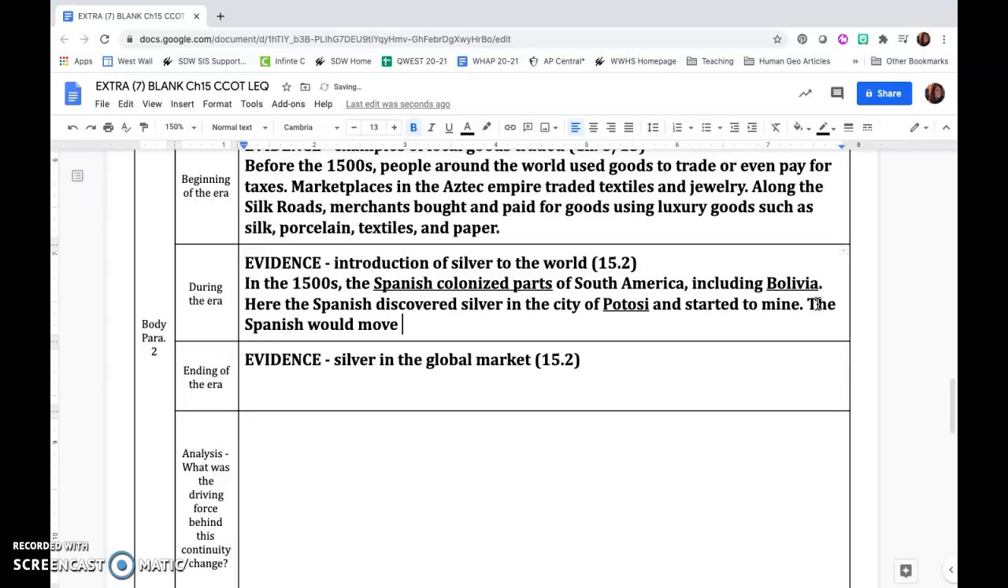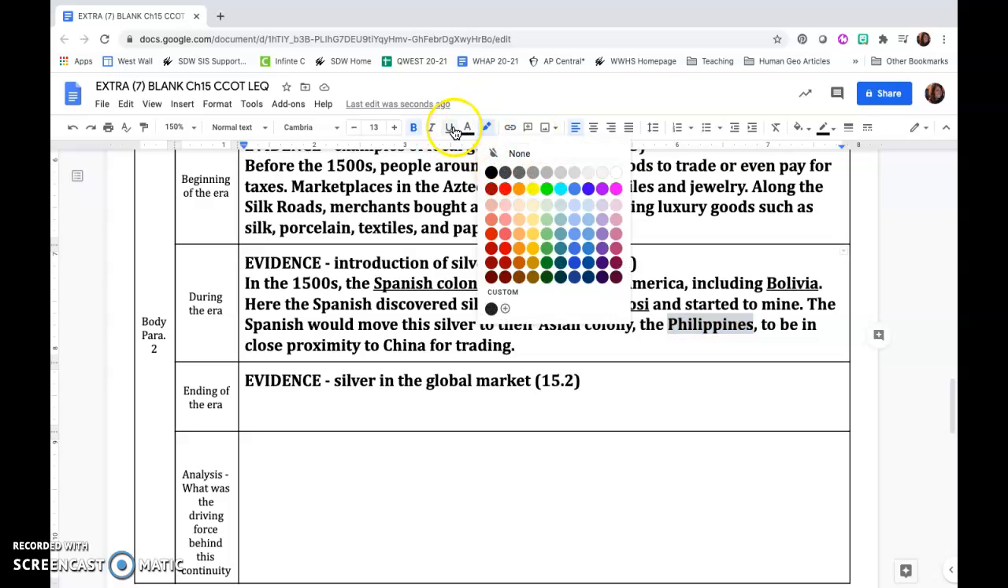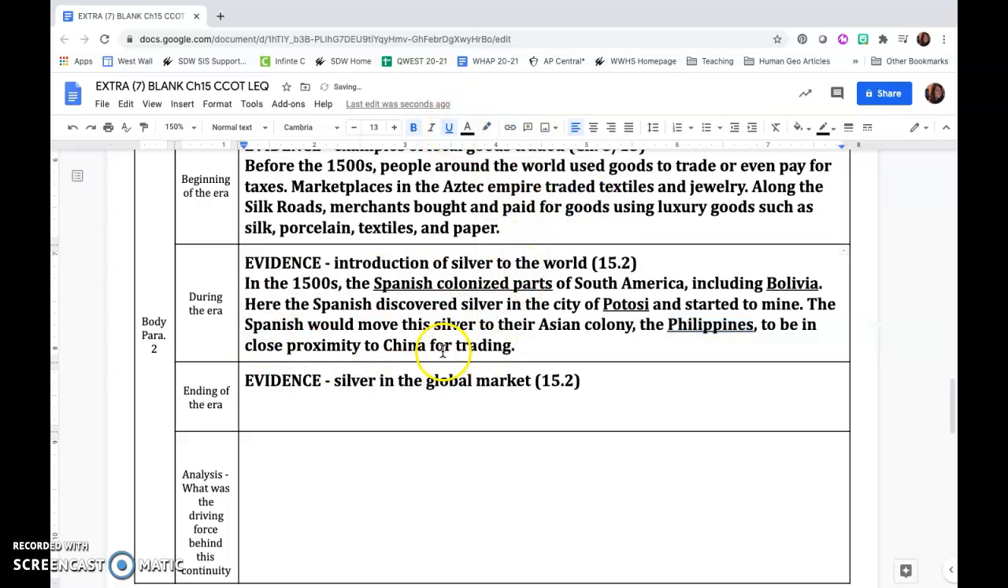Then I'm going to talk about how the Spanish are going to move this silver to their Asian colony, the Philippines, to be in close proximity to China for trading. So again, I found this out from looking in my notes. So we are moving it from Bolivia to the Philippines via the Spanish.